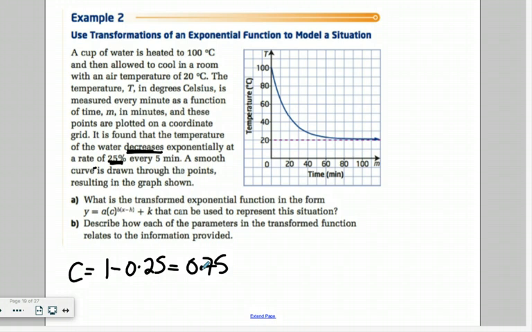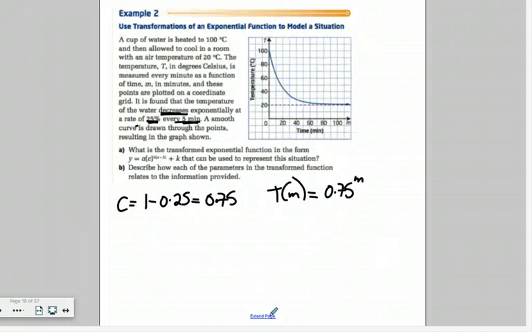So to start off, that base equation is temperature as a function of time is equal to 0.75 to the power of n. That would be our starting base equation, right? Now we need to look at the other things that are coming into play. One of these things is that it decreases not every minute, but every 5 minutes, okay? This every 5 minutes is essentially a horizontal stretch, so that's affecting our minutes.